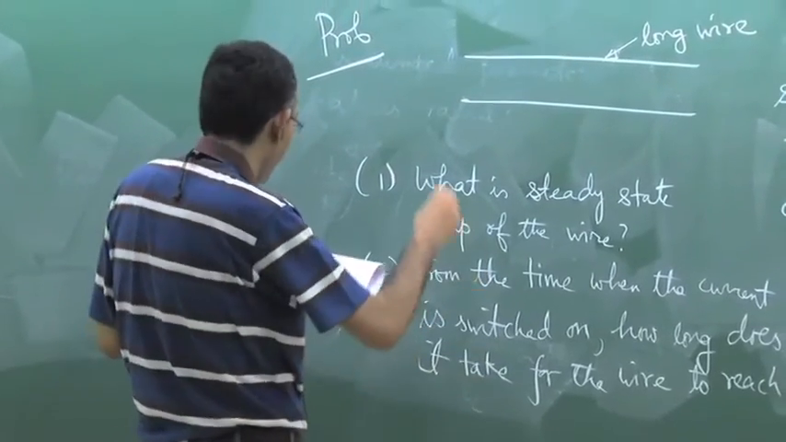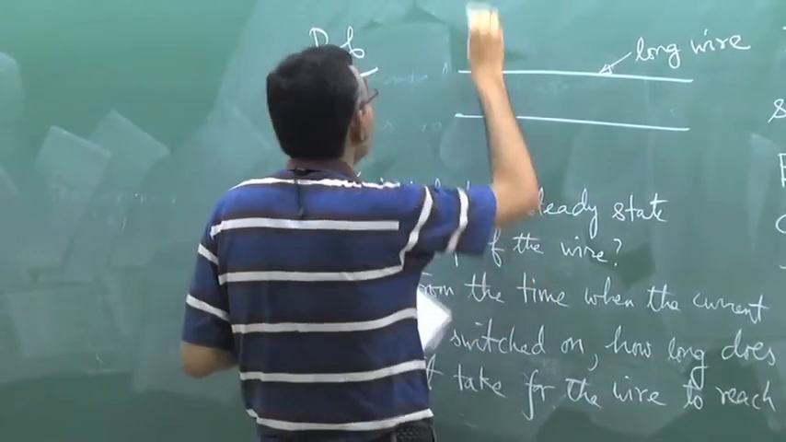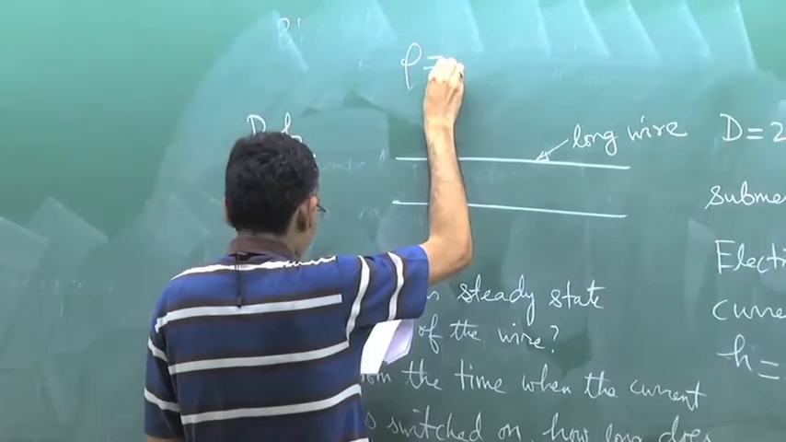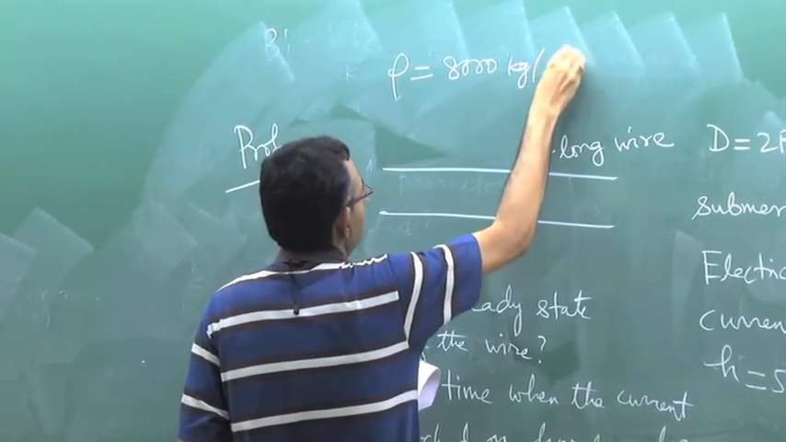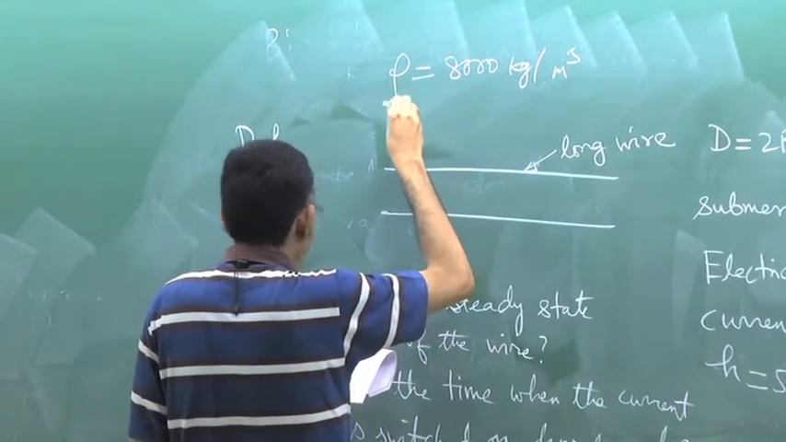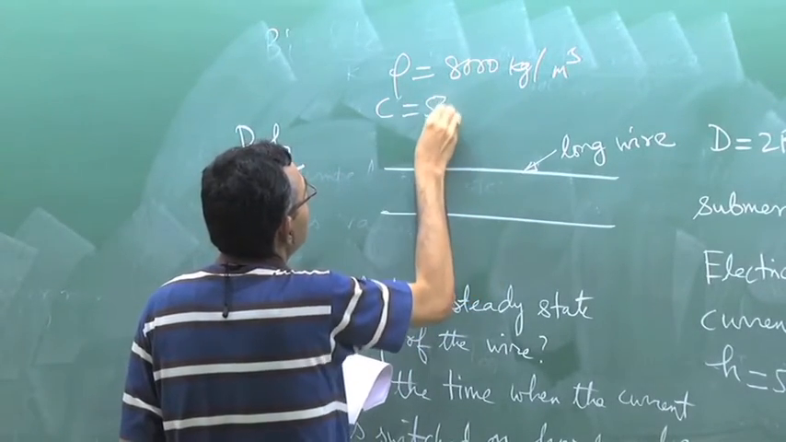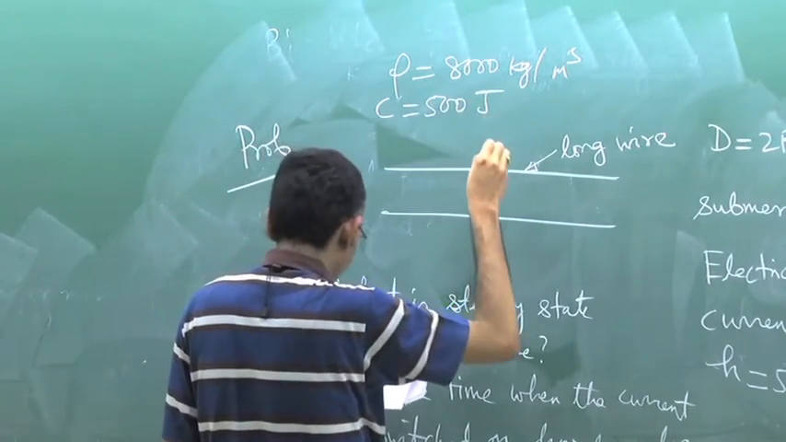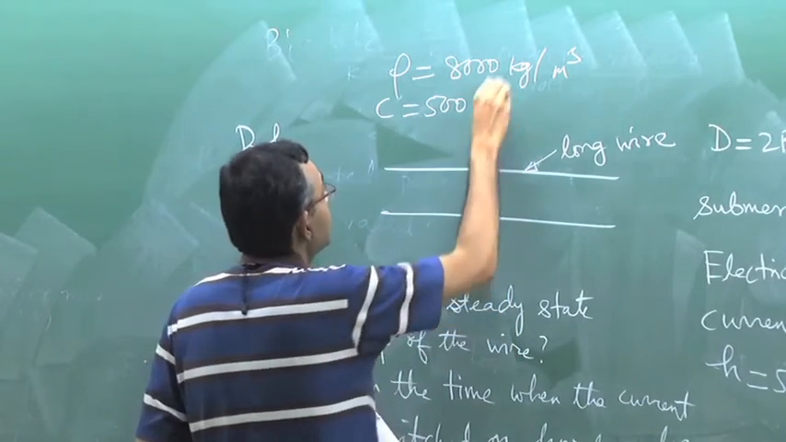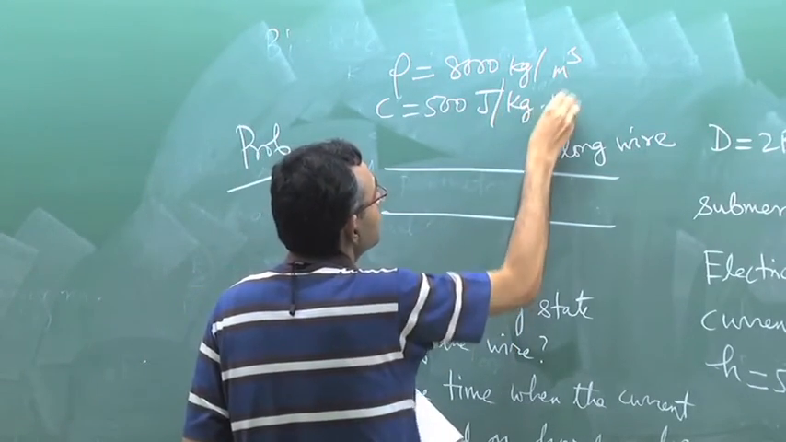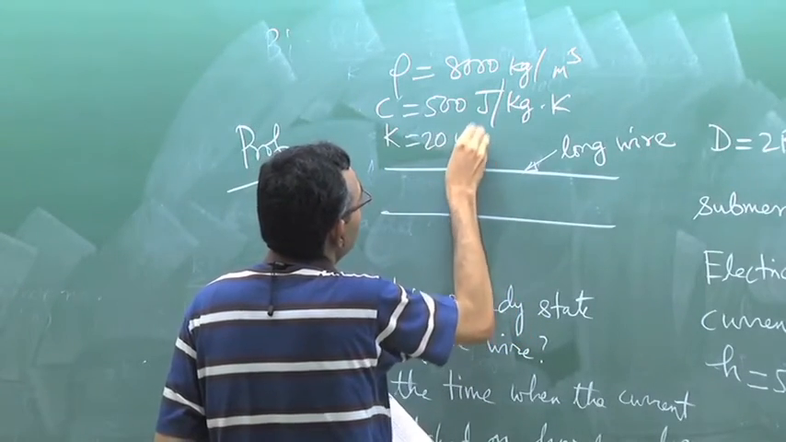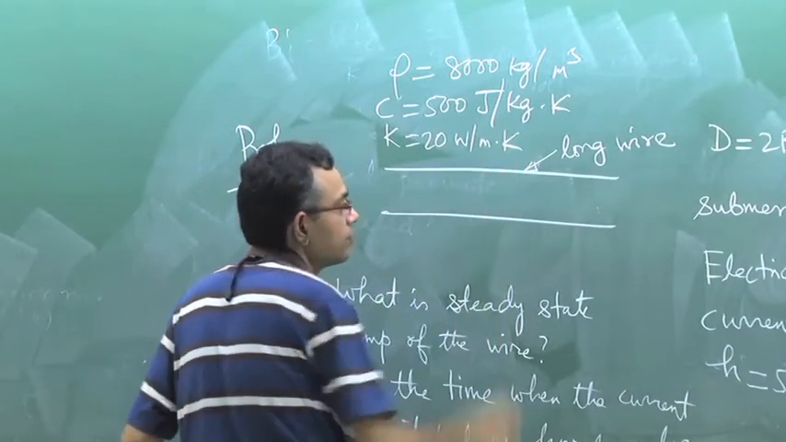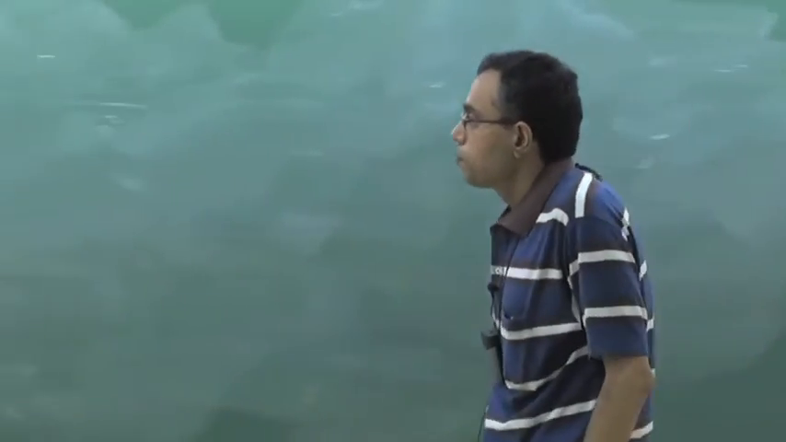Other properties are given. Rho is equal to 8000 kg per meter cube, C is equal to 500 joule per kg Kelvin, and K is 20 watt per meter Kelvin. Okay.